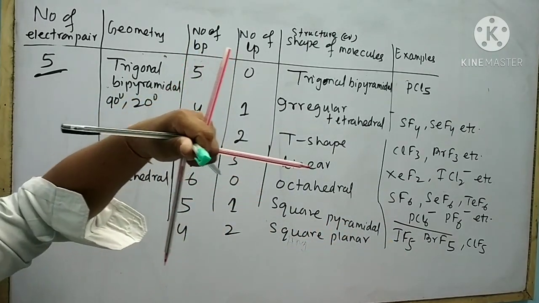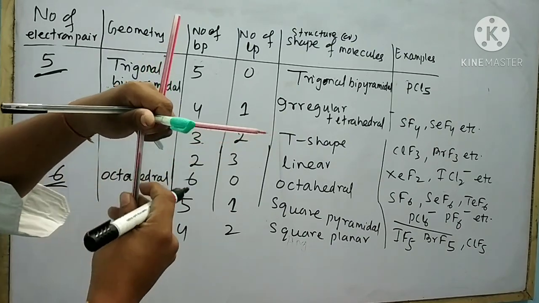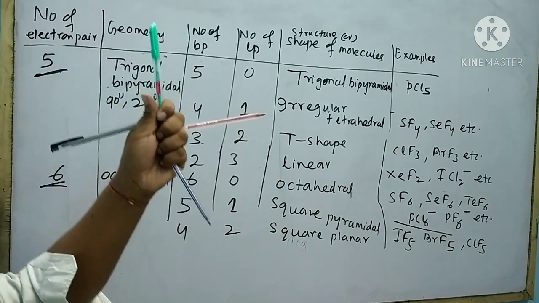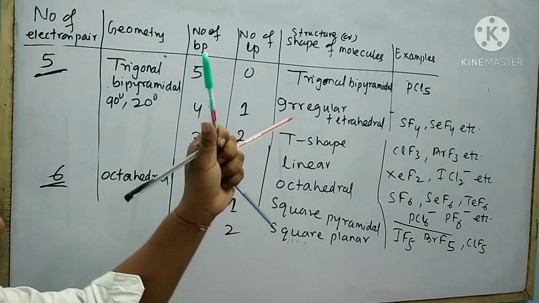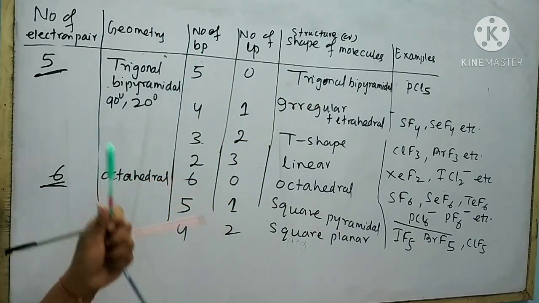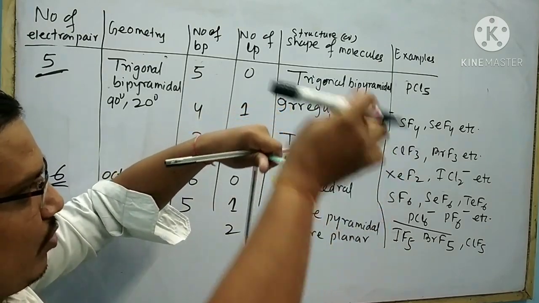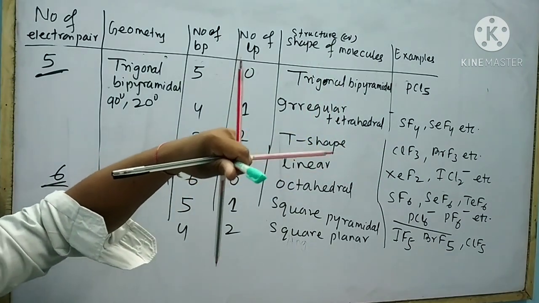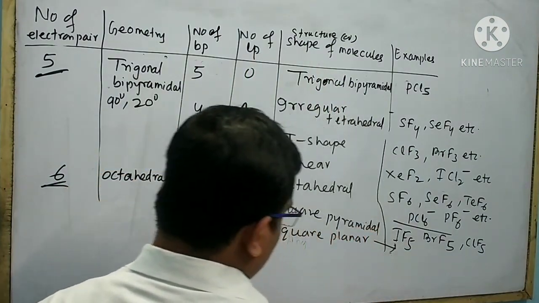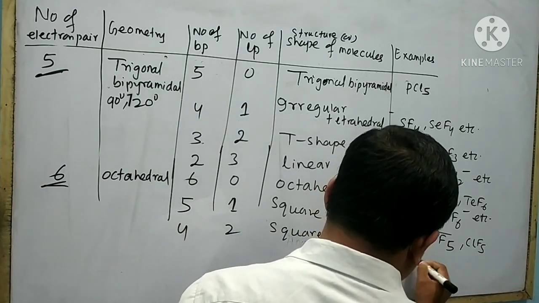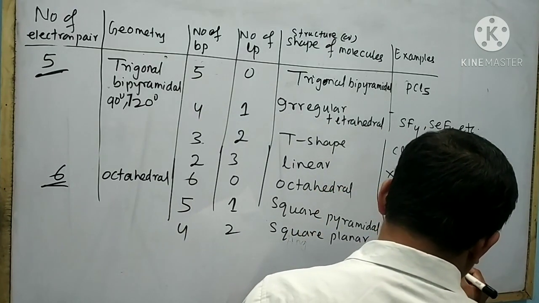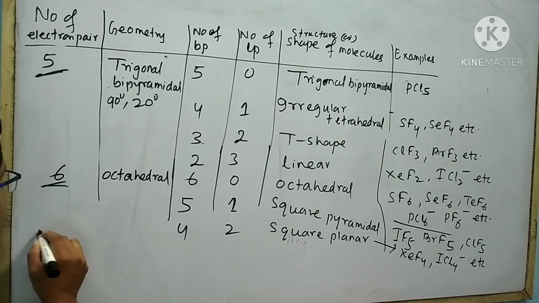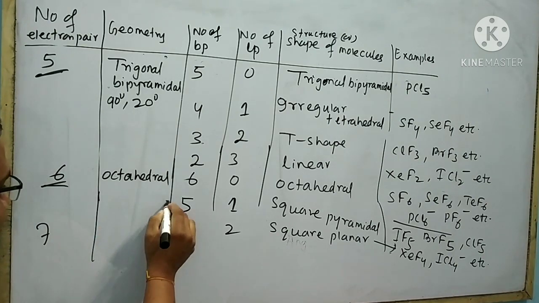Look at that. This is your octahedral geometry. Suppose this is the first lone pair. Remove this. This is your second lone pair. Remove this. Now look at that. This looks like a square planar. So the shape of the molecule is your square planar. When we think about these 2 lone pair and this 4 bond pair, then the geometry looks like an octahedral. The examples of square planar are XeF4, ICl4-, etc.